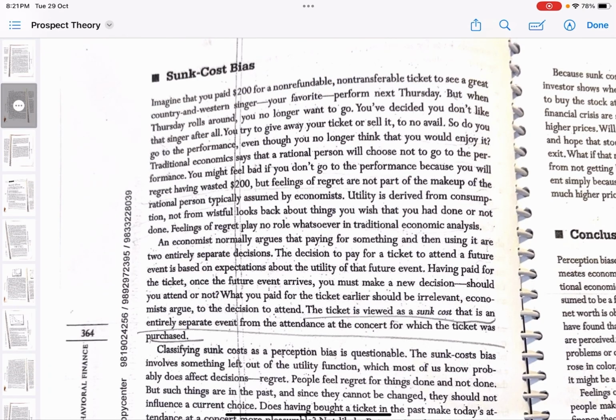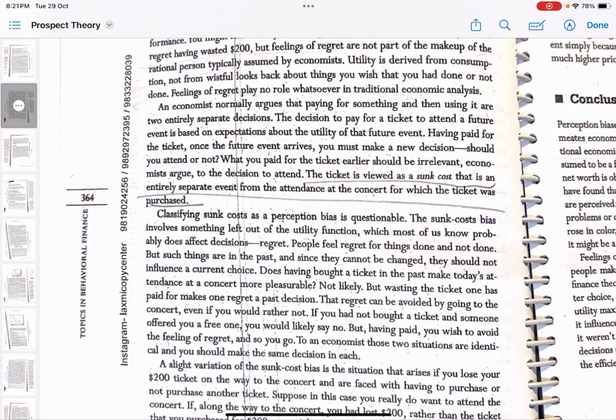Imagine you pay $200 for a non-refundable, non-transferable ticket to see a great country and western singer, your favorite, perform next Thursday. But when Thursday rolls around, you no longer want to go. You've decided you don't like that singer at all. After all, you try to give away your ticket or sell it to no avail. So, do you go to the performance even though you no longer think you would enjoy it? Traditional economics says that a rational person will choose not to go to the performance. You might feel bad if you don't go to the performance because you will regret having wasted $200, but feelings of regret are not part of the makeup of the rational person typically assumed by economists.